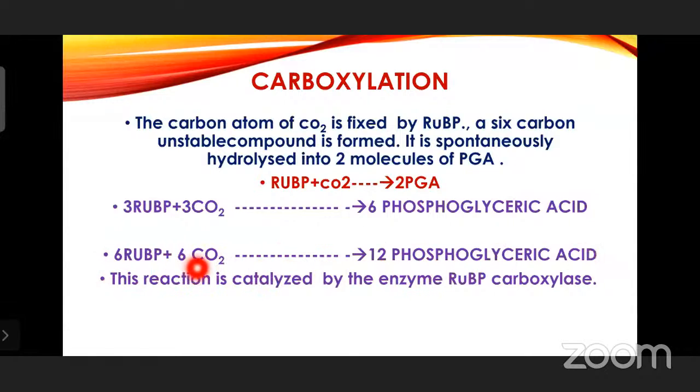6 RuBP, 6 carbon dioxide molecules. Then 12 phosphoglyceric acid formation will take place. This will undergo reduction in the next stage. After reduction, this phosphoglyceric acid is going to become glyceraldehyde 3-phosphate, or PGAL. PGAL means phosphoglyceraldehyde. So from these 12, 2 will be utilized for glucose formation, and 10 will be utilized for regeneration of RuBP in the third stage. This reaction is catalyzed by the enzyme RuBP carboxylase. As you know, carboxylation is the first stage of the Calvin cycle.